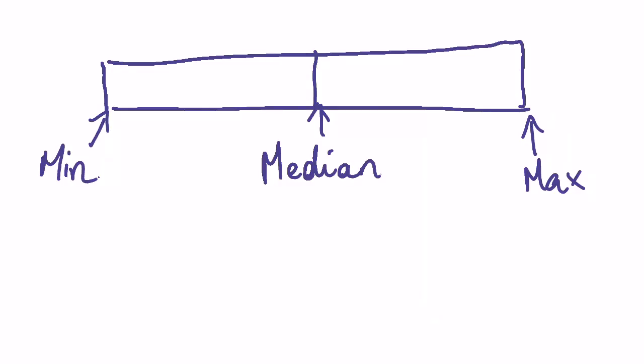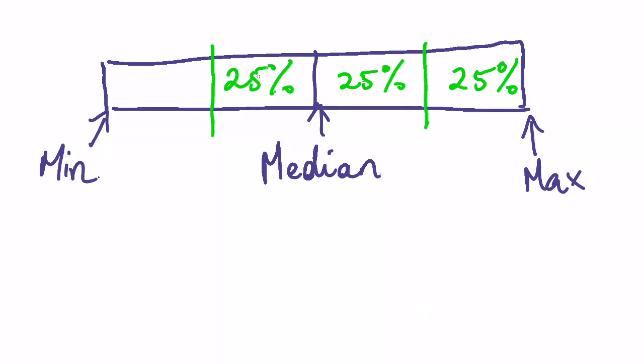There is one other way we can divide up this data. What I can do is take my lower half and cut that in half, and take my upper half and cut that in half. So what that means is that in each of these boxes I've got a quarter, or 25% of my data. Each box contains a quarter of my data.